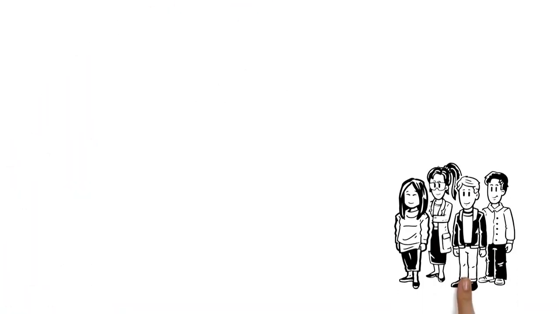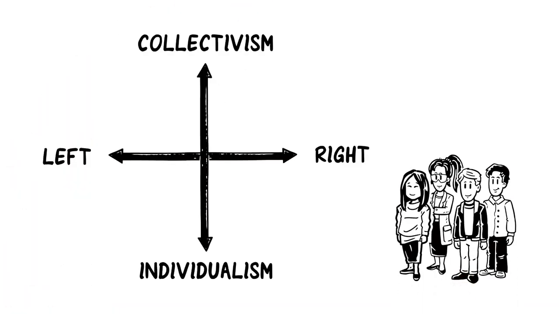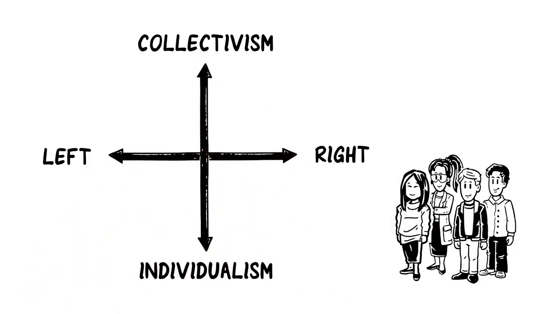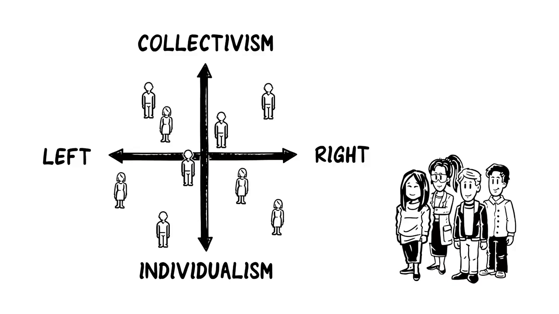Of course, most people's political opinions are not at any of the extremes of either the social or economic dimensions. This graph is a two-dimensional spectrum, which means that individuals can be positioned anywhere inside it.